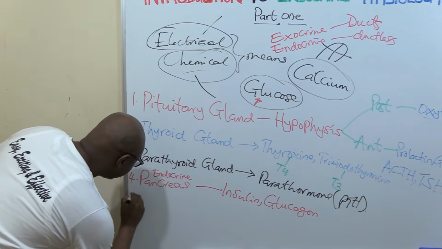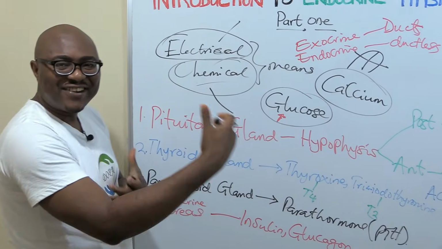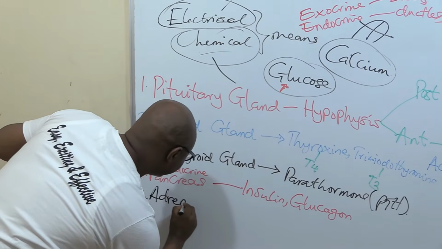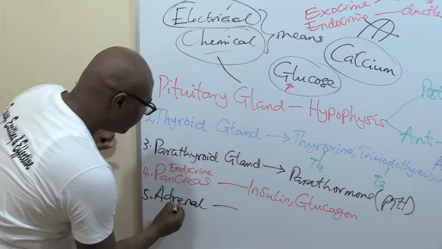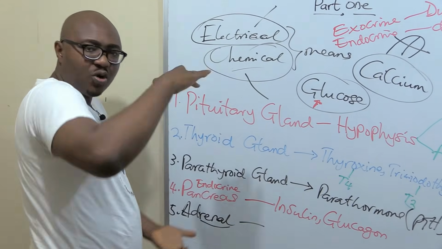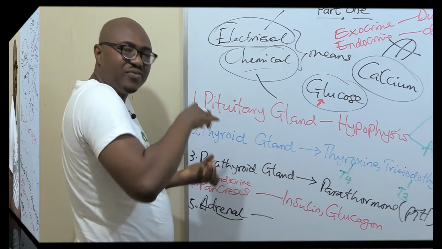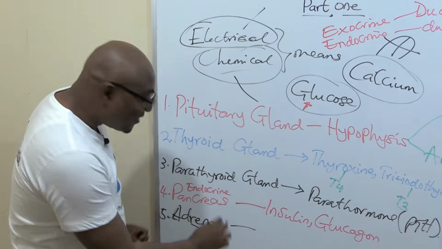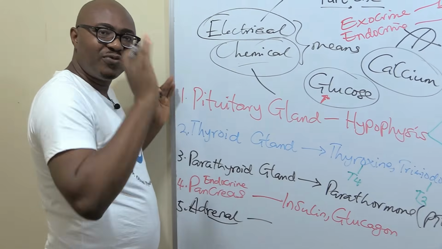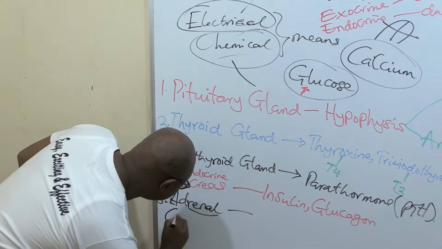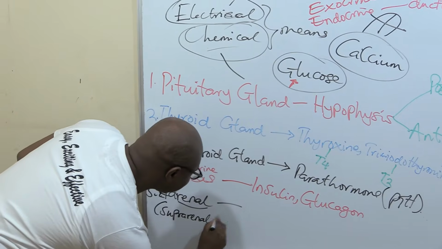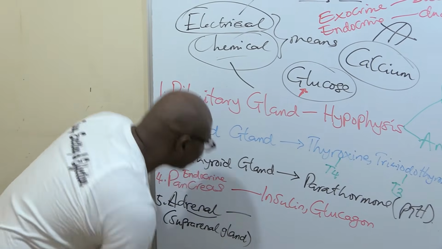You have the adrenal gland. Adrenal. When you talk about renal, the kidneys, so ad is on top. They're just located on top of the kidney. So adrenal is also called suprarenal because it is on top of the kidneys. Suprarenal gland. So you say, what does it secrete?